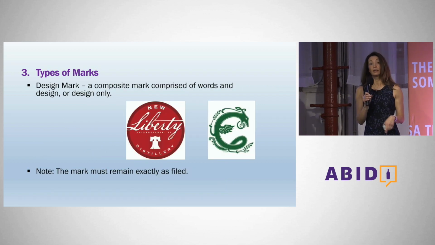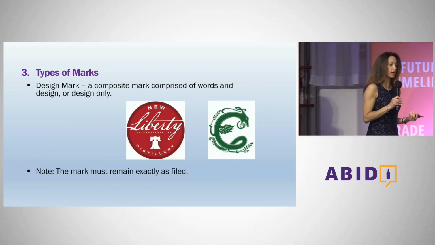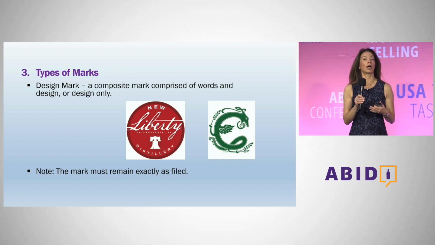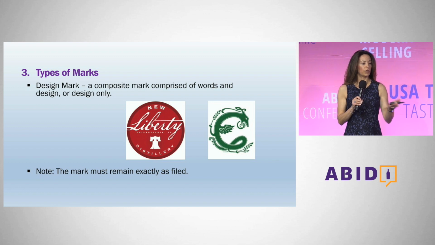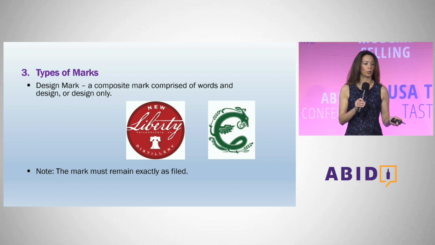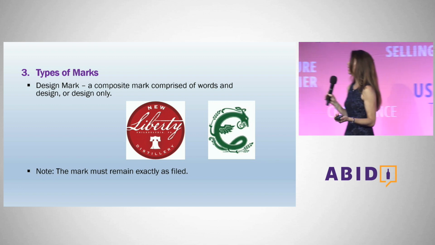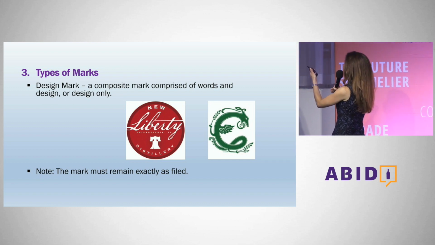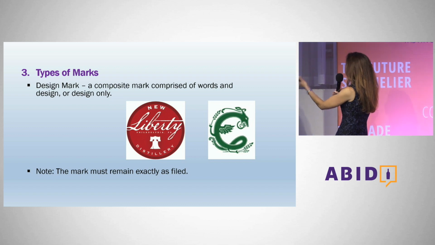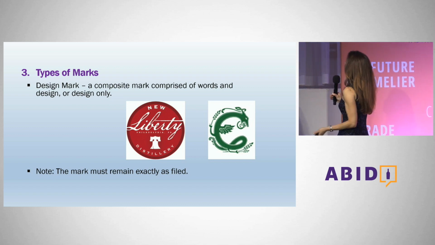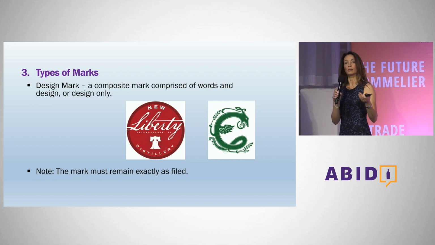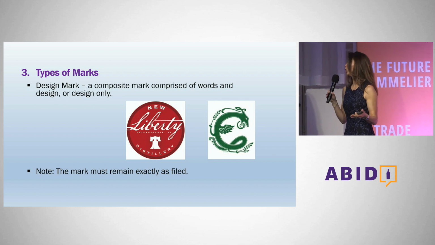Now here we get into the design marks. So design marks can be a combination of words and a design, or a design alone. So if you see the first example, we have New Liberty Distillery. So here it has actually a combination of what we already talked about. There are words, there are stylized letters in here, there's a design, but the combination of it is a design mark, right? It's a composite mark because it has various components to it.